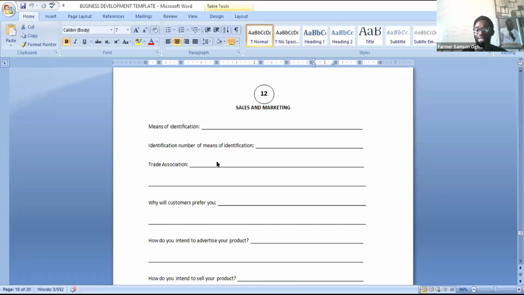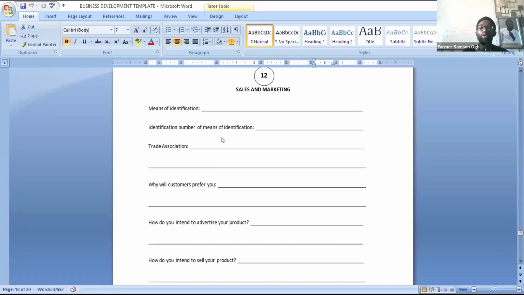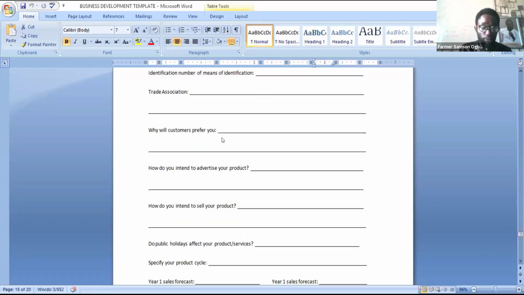If you belong to any trade association, you have to tell us. Then why customers prefer you, you need to let us know. This is your value proposition. How do you intend to advertise your product? The good news is on the NISA portal, the options are given. So, why will customers prefer you? Is it because you have a better product, or you have no competition, or you have a lower price, or you have superior quality, or you have more options that the customers can pick from? We want to know.